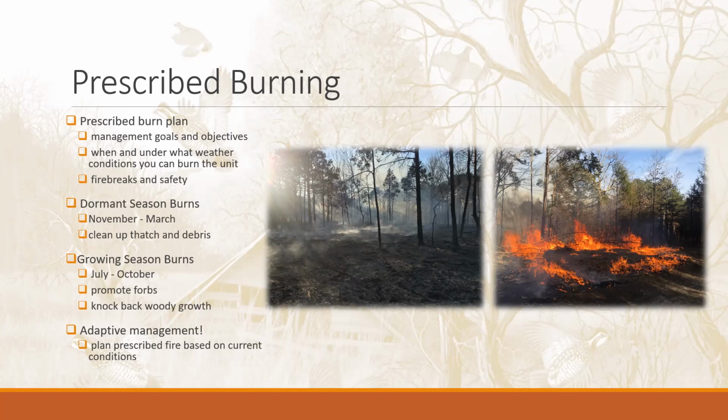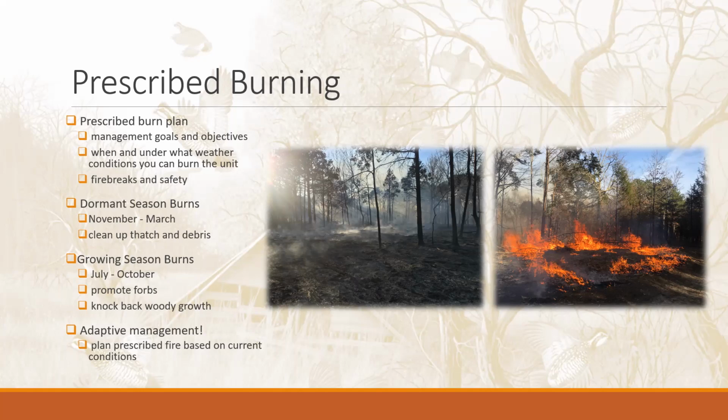to promote our forbs. If our grasses are getting too thick, we can use a growing season burn to help set back those grasses and promote wildflower growth, and then to help knock back woody growth. So any cedar trees or other woody vegetation that's starting to creep into our grasslands, a growing season burn does a great job of keeping that stuff knocked back.